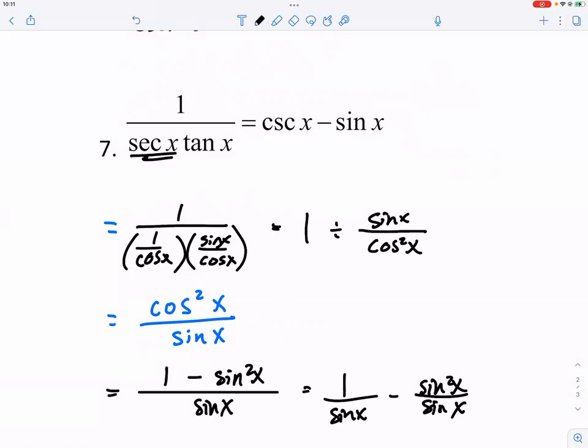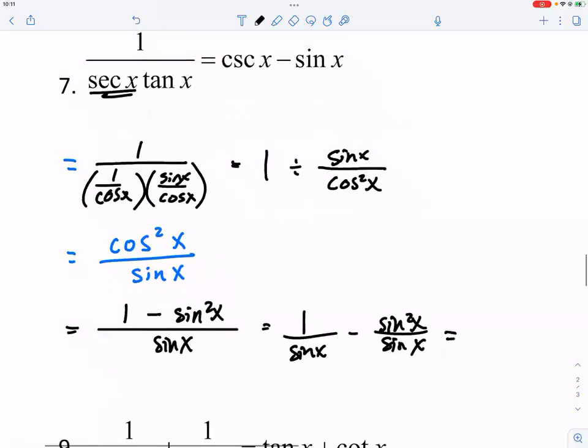Well, complex fraction, right? 1 divided by, well, what is this multiplied together? 1 times sine x is sine x. Cosine x times cosine x is cosine square x. So that's how you get cosecant x minus sine x.